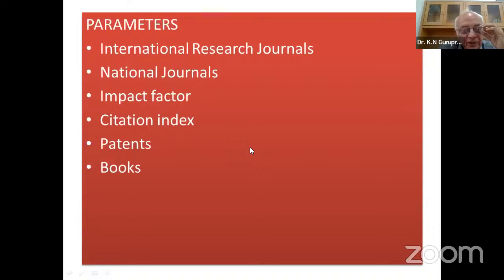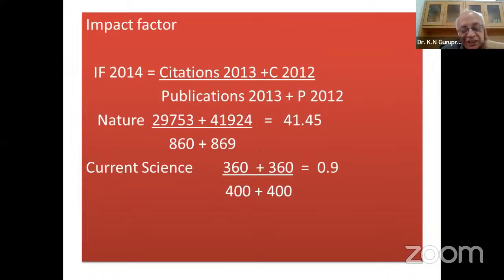Okay, now the other things are, of course, books. This is how the impact factor is calculated for every paper. Say, for example, the impact factor was calculated for one of the best journals in science, Nature, in 2014. They take how many publications were done in 2013 and 2012, the 2 years, and add them. They also add how many of these published papers were cited in these 2 years. For example, Nature published 860 articles in 2013 and 869 articles in 2012. This is the total number of articles produced. And out of these, how many were referred to by other scientists? It was cited 29,000 times in 2013 and 41,000 times in 2012. If you do the calculation here, it comes to about 41.45. That is the impact factor.